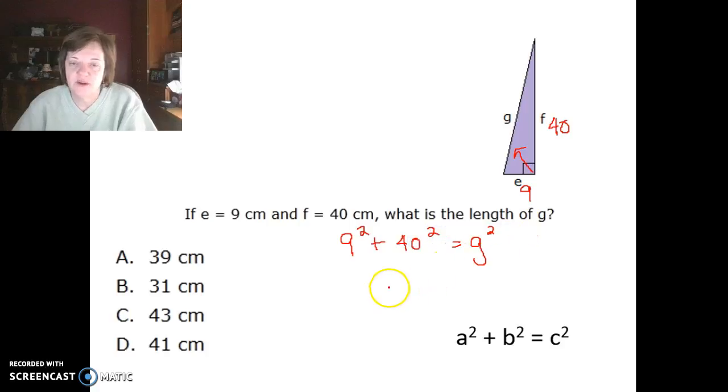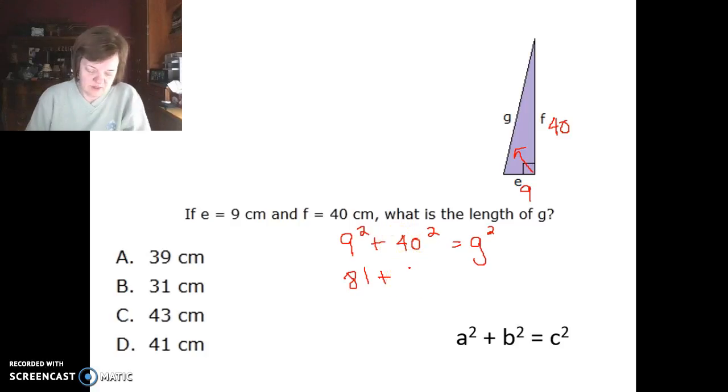And that's G squared. So what do we get when we square 9? Well, use your calculator. I happen to know this one, 81. And what do we get when we square 40? Ooh, that's a big one. Well, if you're not sure, you just plug it in and square it.